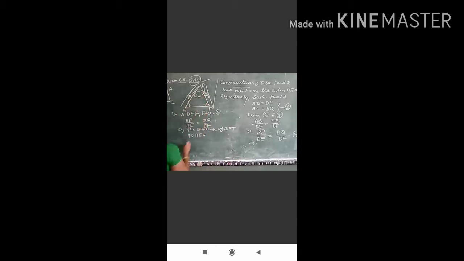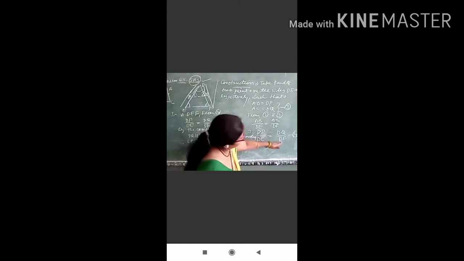When these two lines are parallel, angle P is equal to angle E and angle Q is equal to angle F, because they are corresponding angles. Understood? When we get DP upon DE equals DQ upon DF, then PQ is parallel to EF in triangle DEF by the converse of BPT theorem. Then if the lines are parallel, the corresponding angles are equal. We give this equation the name 5.